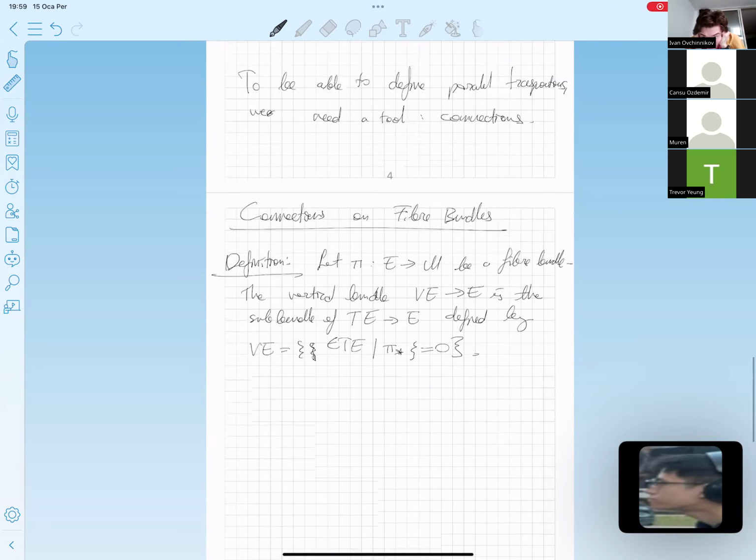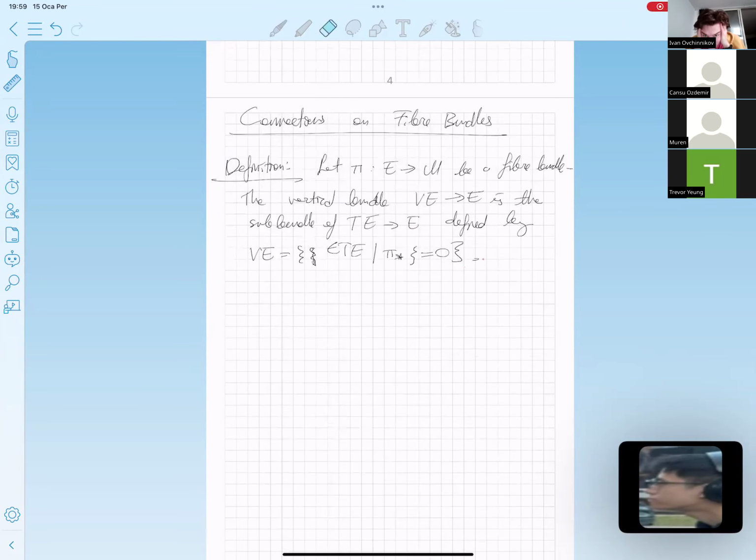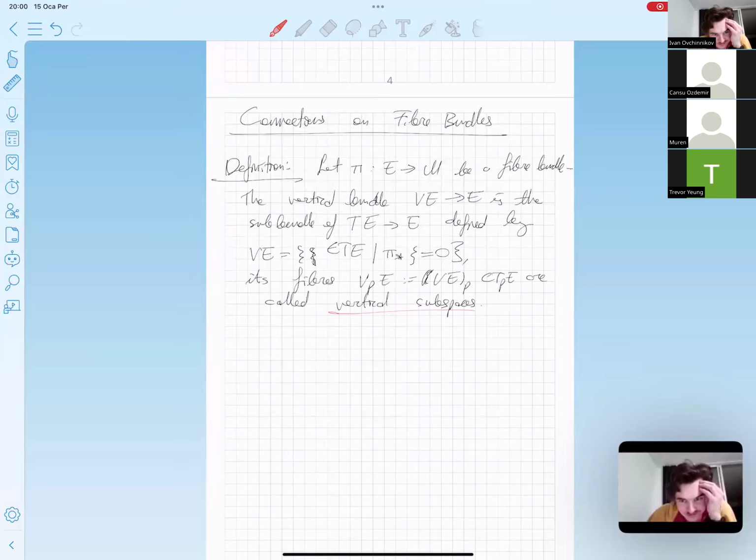And then I'm gonna write one more sentence and then we're gonna start drawing. Its fibers, they're also denoted like V_p E, are called vertical subspaces. Please draw a picture. I will now. In a second, I will just highlight this vertical bundle, and then now I'm gonna draw.